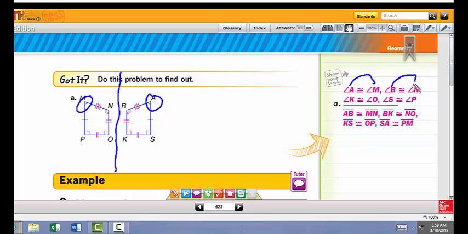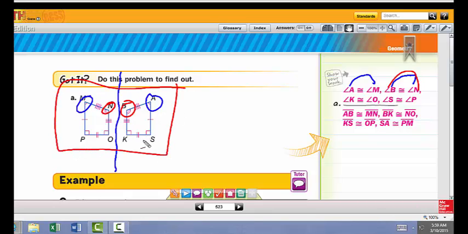We also have B and N. Let's do this in a different color. B and N. So we have B and N here. So we would put a single arc, and it doesn't matter how many arcs you have as long as you have the same number of arcs for M as you do A. And actually, I don't really think that they made it clear that you need to put these hash marks and arcs in here. If you have the congruence statements, that's just fine. Don't worry about putting the marks in here.